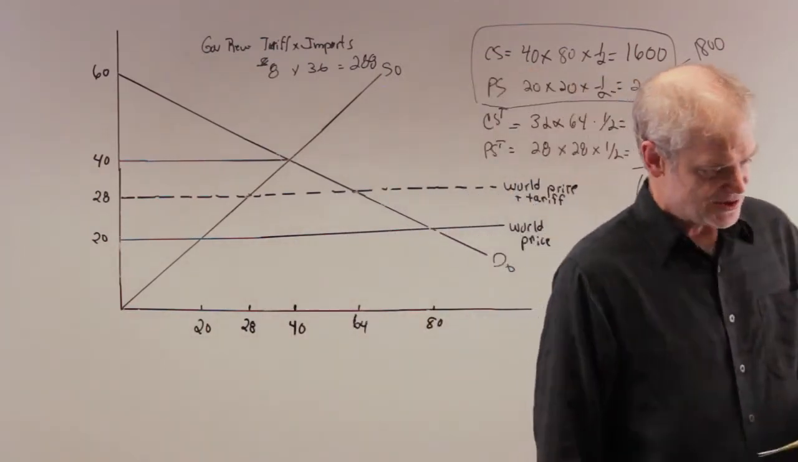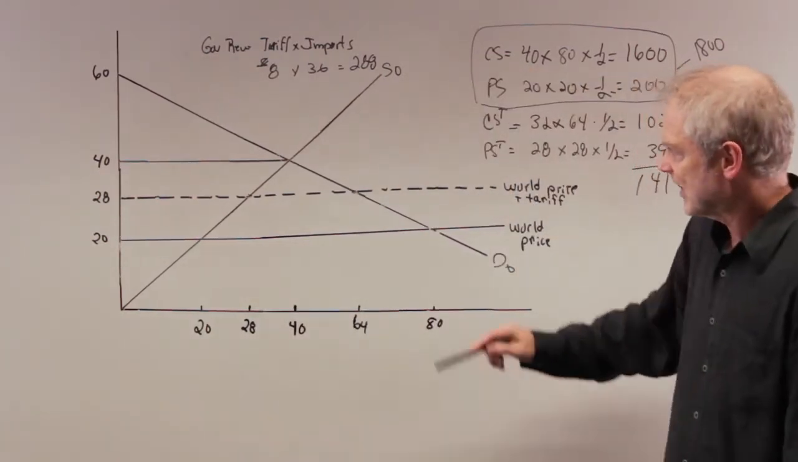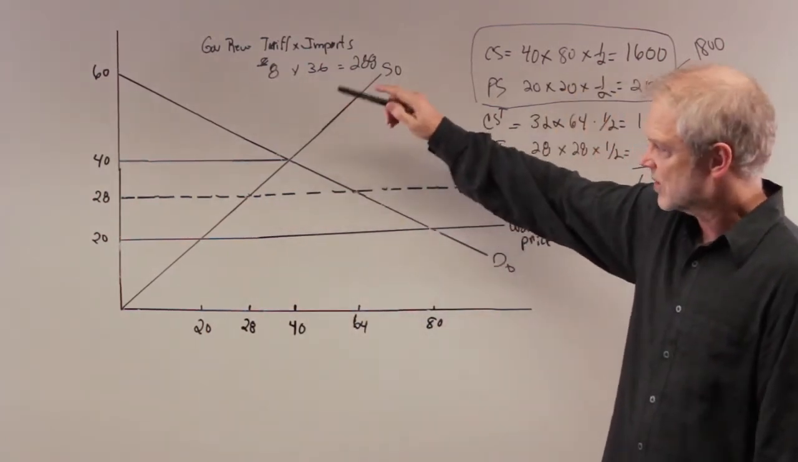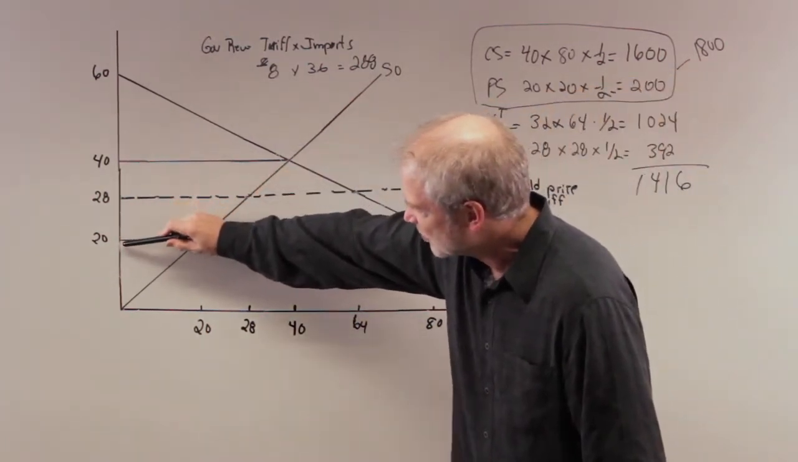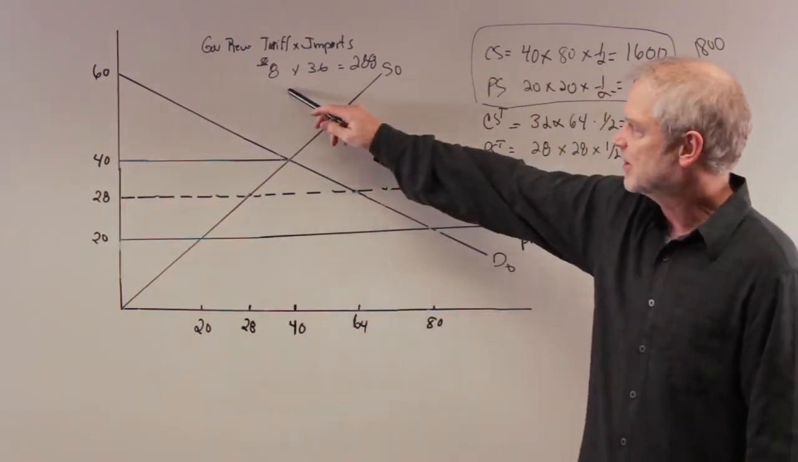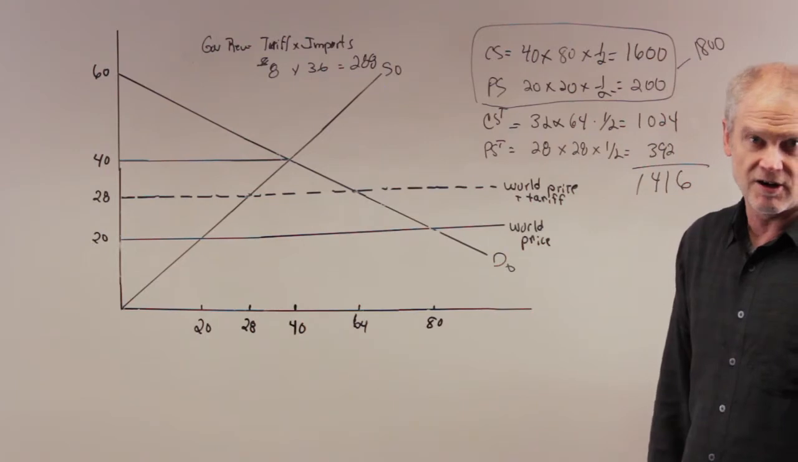All right? The answer is clearly B, but make sure you see it. Again, you had to figure out the imports. We know we're importing 36 units. You know the tariff pushed the price up from $20 to $28. The tariff was $8. Simply 8 times 36 gives us our government revenue.